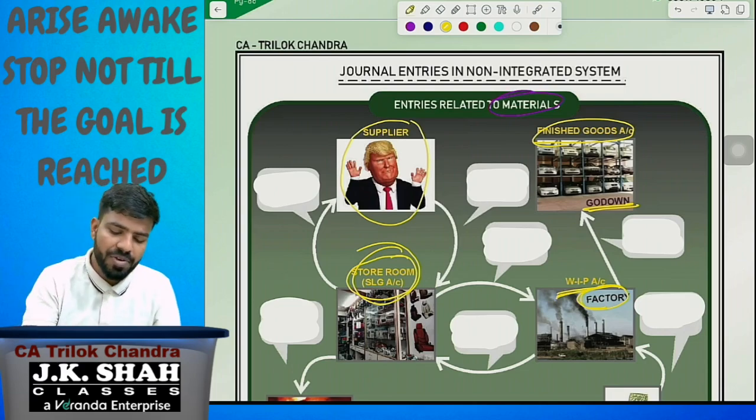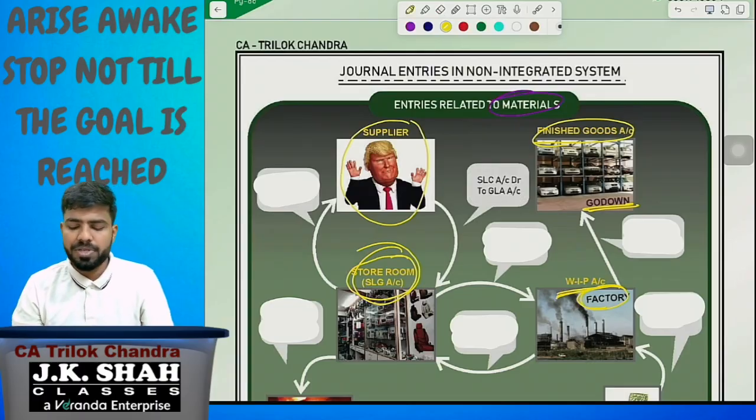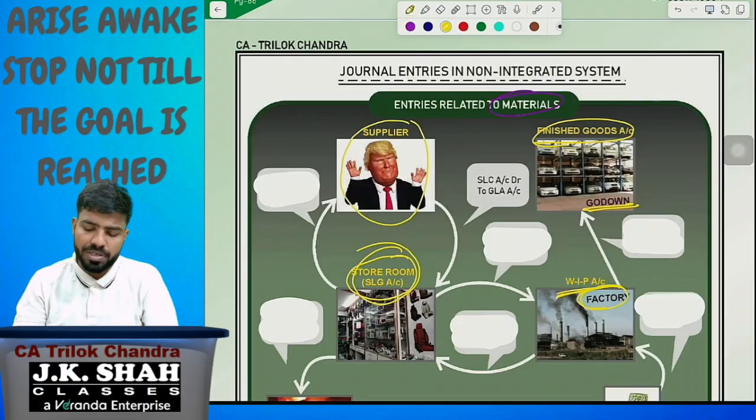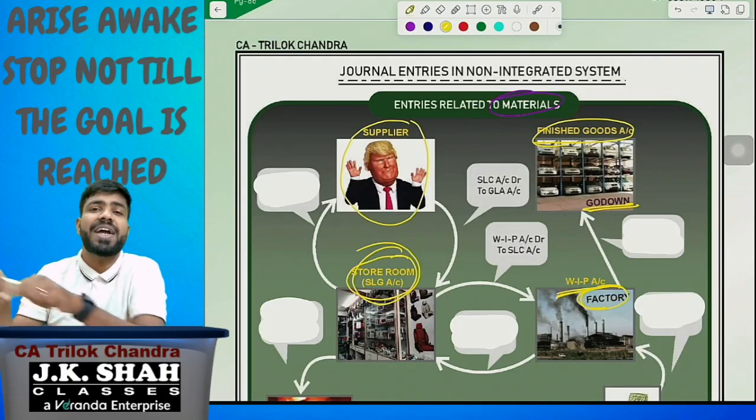Look at here. Let me reveal one by one. This is the first entry. SLC account debit to GLA account. Second entry, issue of raw material for the production. Work in progress control account debit to SLC account.